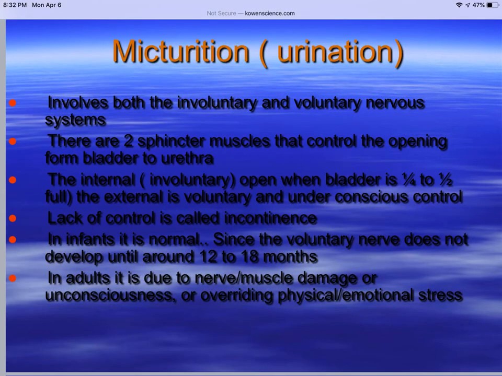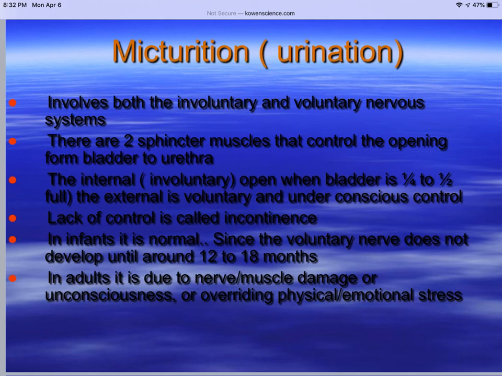The scientific term for needing to urinate is called micturition. It's both voluntarily and involuntarily controlled by the nervous system. There are two sphincter muscles that control the opening of the bladder to the urethra. The internal most is involuntary. It opens up when the bladder is 1/4 to half the way full. This is the one that signals you need to go to the restroom.